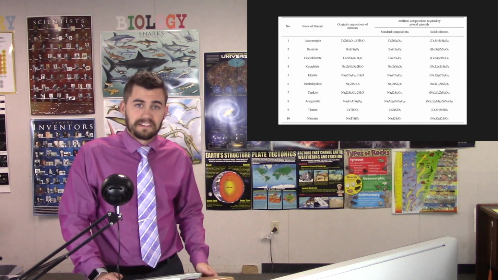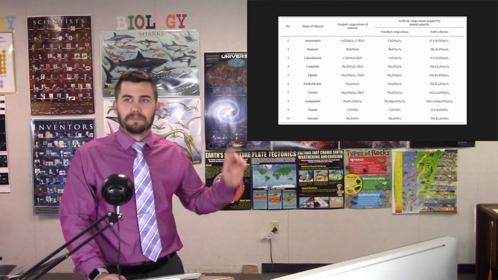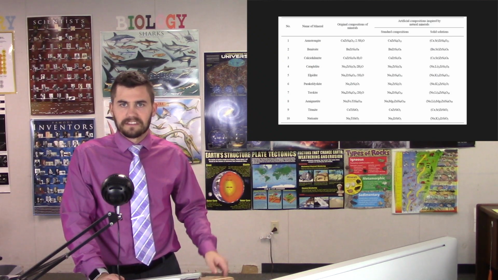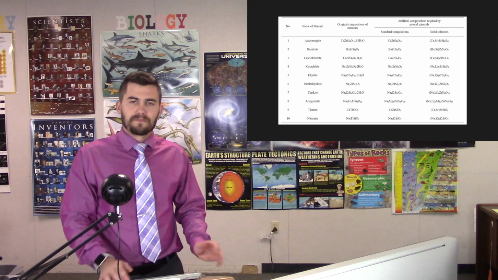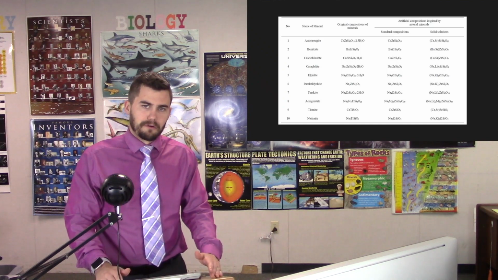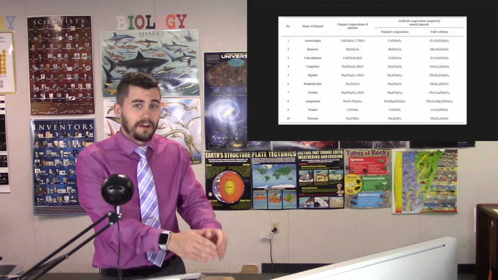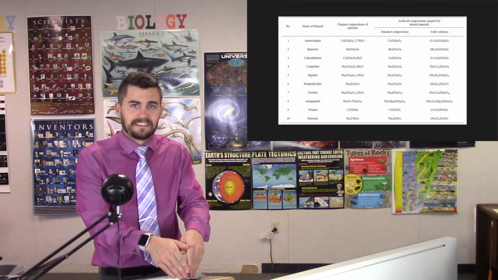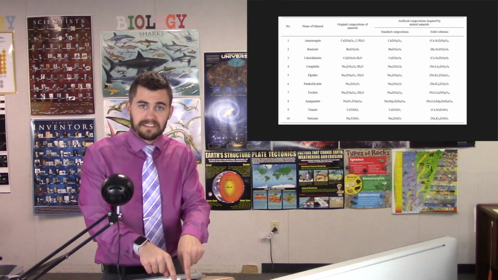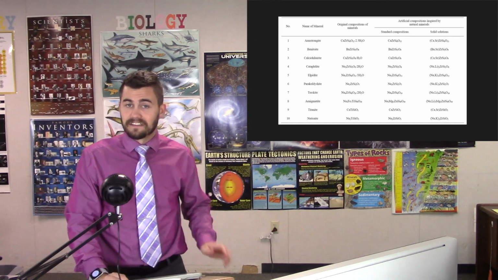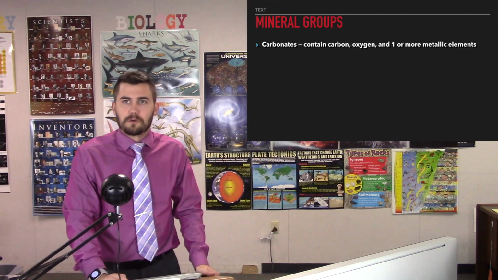So here's just a list of a bunch of different silicates, and I picked ones with really complicated formulas with extra elements in there. But all you have to look for, like I said before, is are there silicon and oxygen atoms present? If yes, then it is a silicate. That is the rule. Next group are the carbonates.